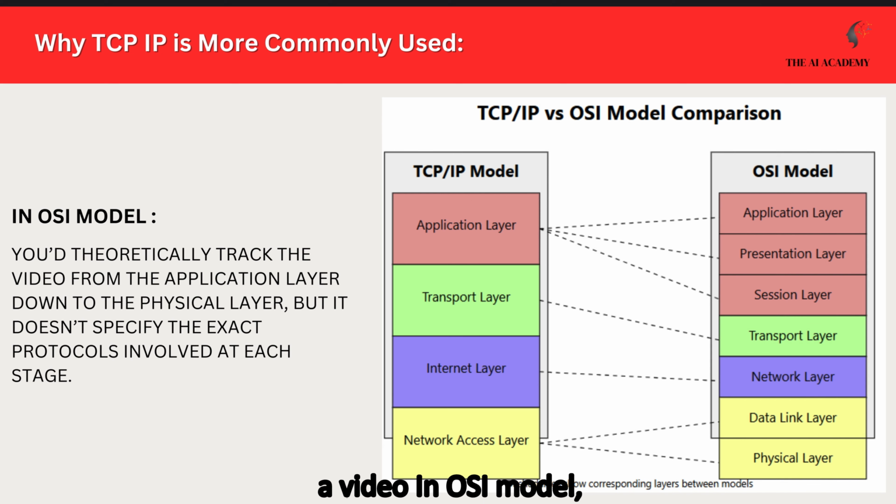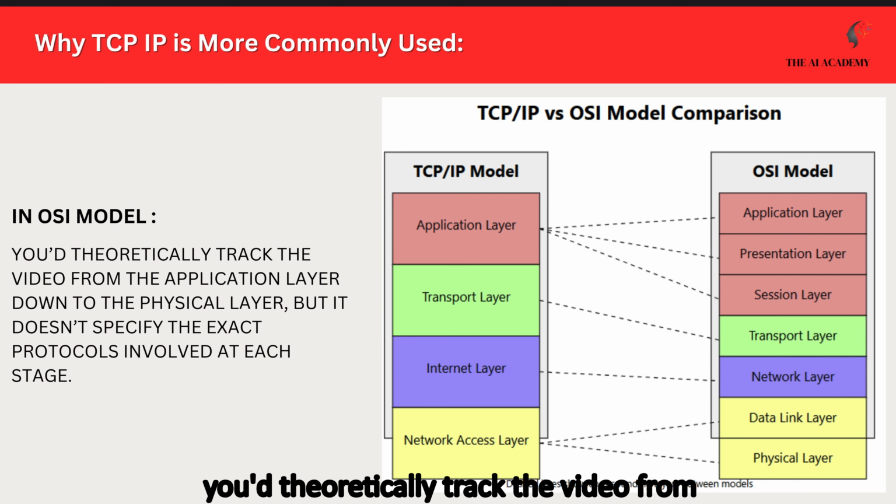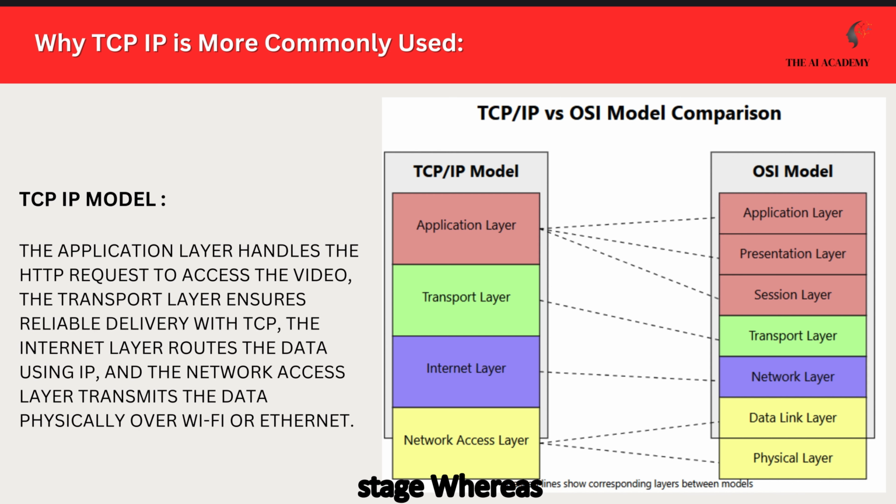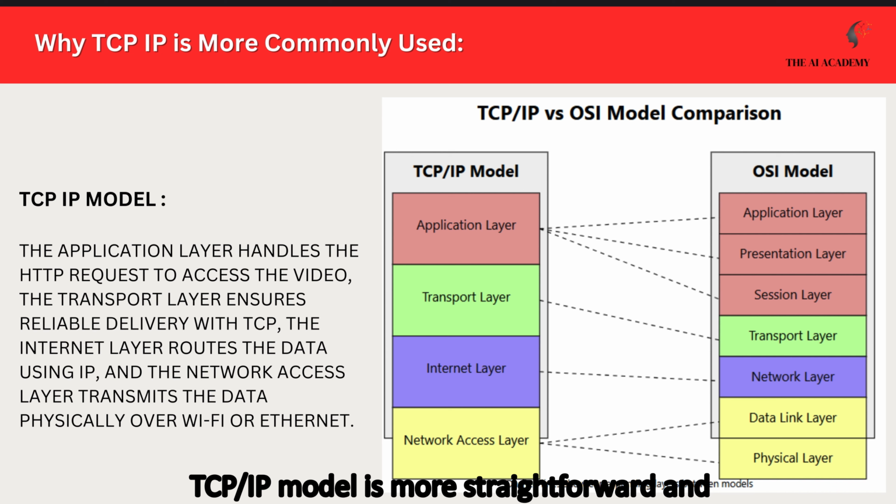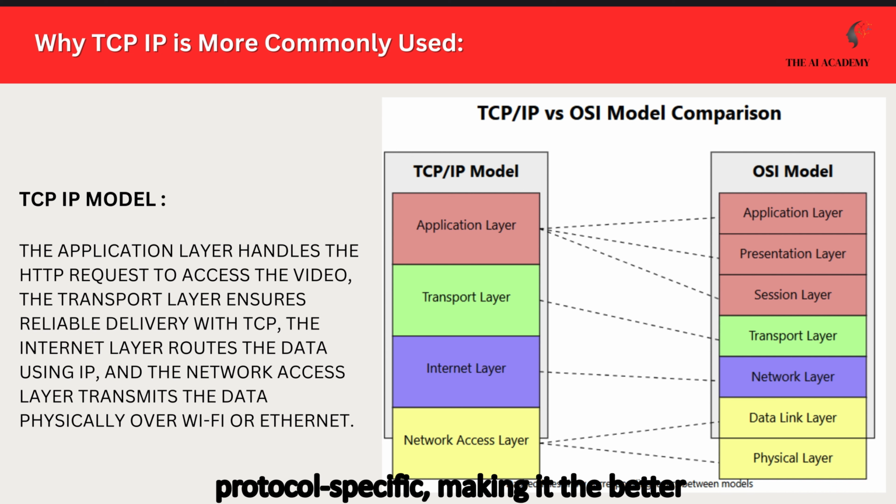Let's say you're streaming a video. In the OSI model, you'd theoretically track the video from the application layer down to the physical layer, but it doesn't specify the exact protocols involved at each stage. Whereas in the TCP/IP model, the application layer handles the HTTP request to access the video, the transport layer ensures reliable delivery with TCP, the Internet layer routes the data using IP, and the network access layer transmits the data physically over Wi-Fi or Ethernet. In real-world use, the TCP/IP model is more straightforward and protocol-specific, making it the better choice for implementing services like video streaming.